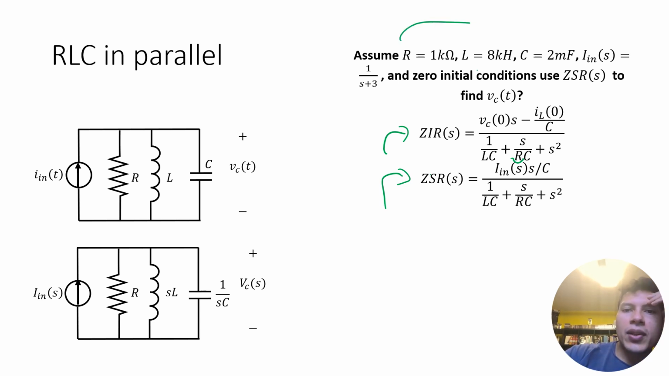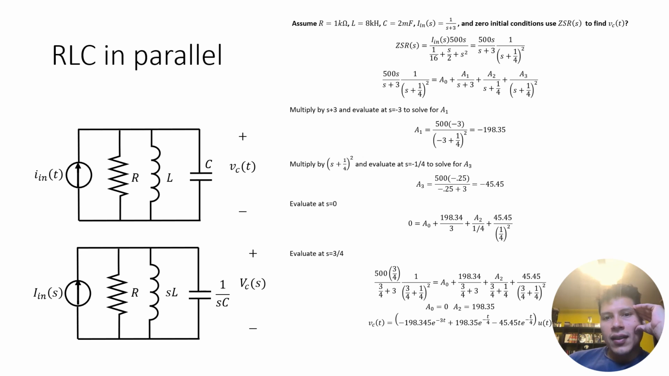Now, if we plug in some numbers and we assume that this is our input, we can actually solve for VCs of t. So that's what I'm going to do in the next slide, and that just involves doing an inverse Laplace. So here's kind of the zero state response, and so I can split that up into coefficients. We already know A0 is 0 because remember that whenever this polynomial order is lower than the denominator one, A0 will be 0.